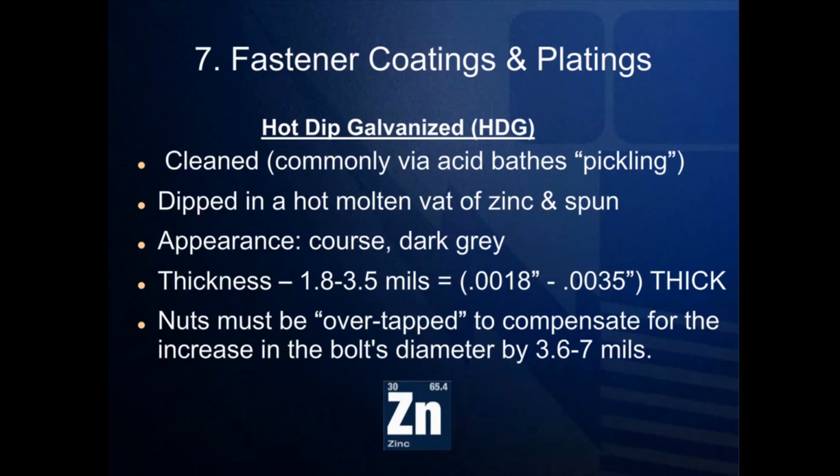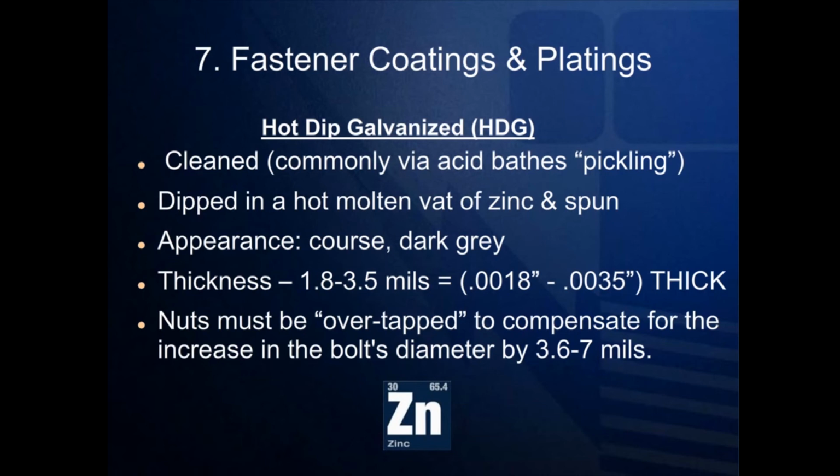Once removed from the kettle, the parts are then put in a centrifuge and spun to remove any excess zinc. This is an important process, as thick clumps of zinc left in the threads would render the bolt useless. Now with that being said, hot-dip galvanized provides excellent corrosion protection, however it does have its disadvantages. The main drawback actually is the thickness of the hot-dip galvanized coating.